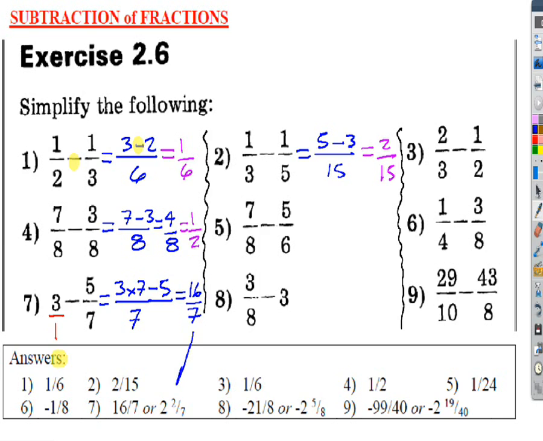Notice in the answers here they've written it also in terms of a mixed number, which you could do if you want to. That would be 2 and 2/7. I'll leave you to solve the rest of the questions. The answers are shown in the table.